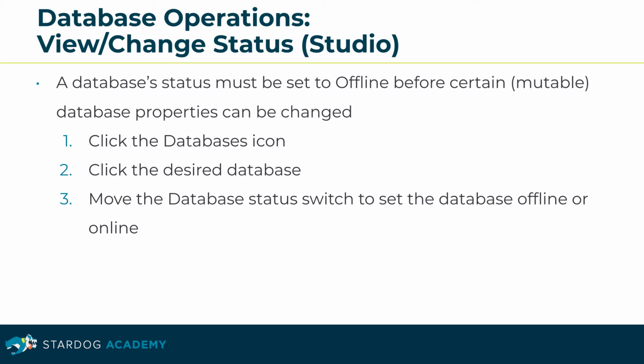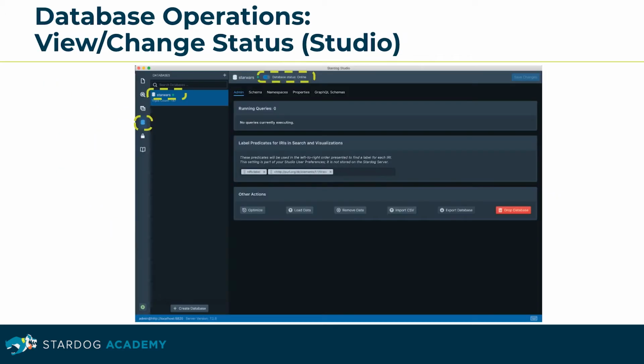The next database operation we will discuss is viewing or changing the status of a database. A database's status must be set to offline before certain mutable database properties can be changed. Using Studio, first click the blue Databases icon, then click the desired database. At the top, move the database status switch to set the database offline or online.